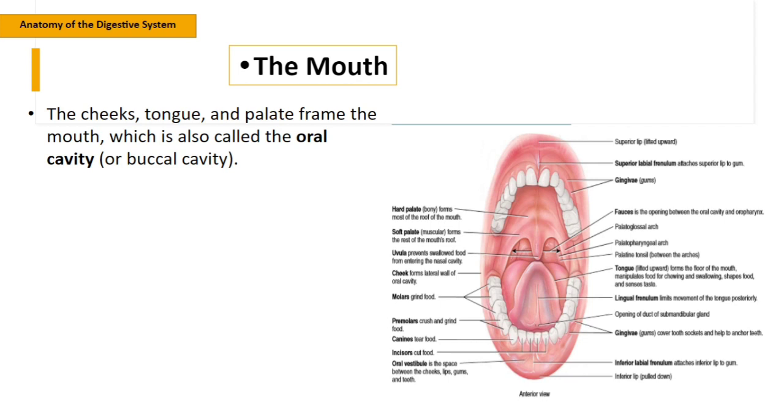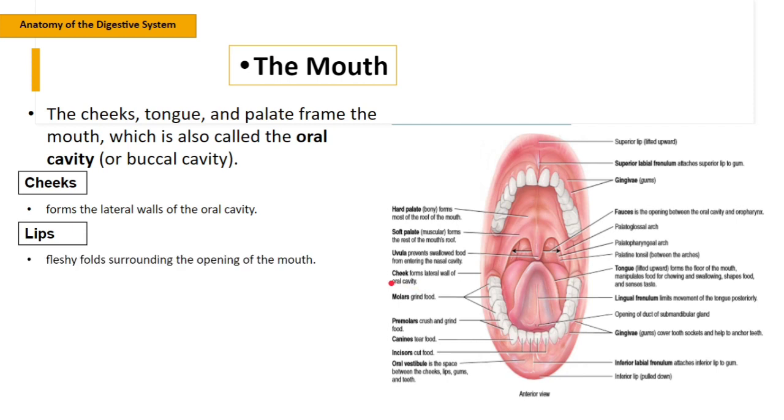I repeat, your mouth, so that encompasses the cheeks, tongue, and the palate frame, which frames your mouth, is otherwise known as the oral cavity or buccal cavity. So the oral or buccal cavity, it's just the same. This is just the other name. You can use it interchangeably. So your cheeks. Of course, your cheeks forms the lateral walls of the oral cavity. So yan yung nasa gilid, of course, ng ating bibig. Those are the cheeks. Your lips, which is, of course, the fleshy fold surrounding the opening of our mouth.